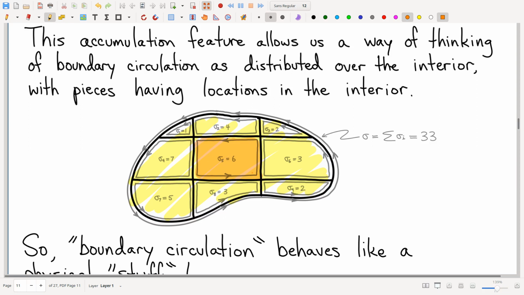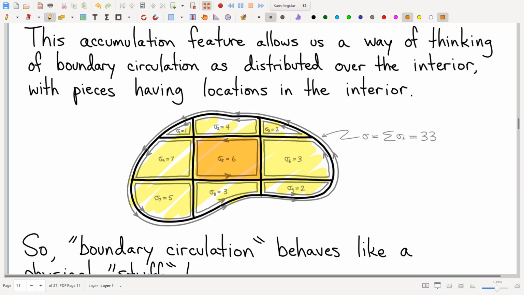So as I've got the numbers drawn on here, apparently the boundary circulation for the whole is 33. And the boundary circulation for this orange area on the inside is 6. So how much of the 33 comes from the orange? Well, 6. It's not a weird question. The whole is the sum of the parts. This is one of the parts.